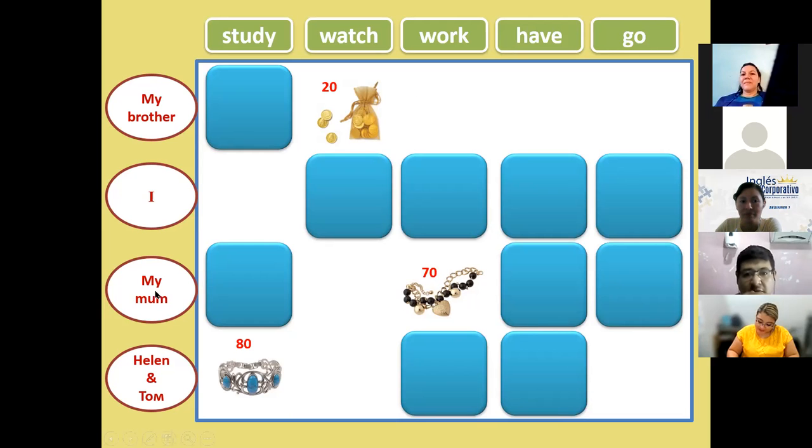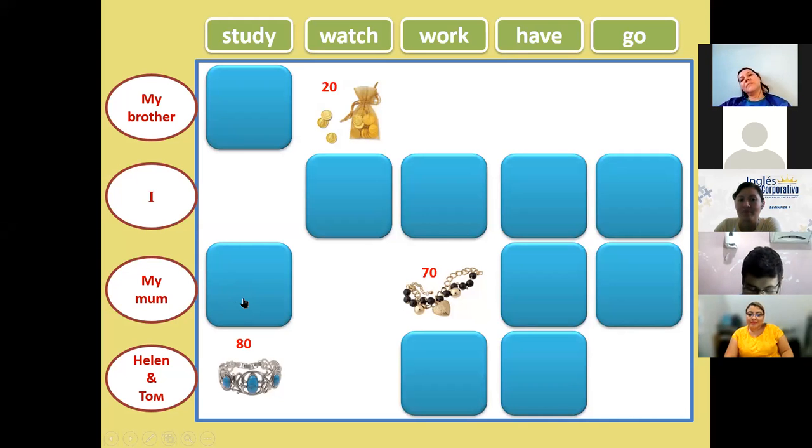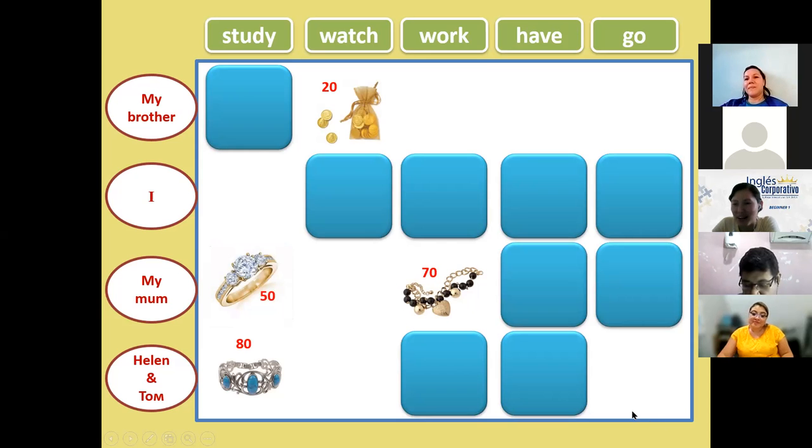My mom study cooking. Cooking, o sea, cocina, estudia cocina. Muy bien, ¿y el verbo cómo nos quedaría en la oración afirmativa, Karen? My mom studies cooking. Right. In the negative, my mom doesn't study cooking. Very good. Question: does my mom study cooking? Very good. Okay. And you got 50 points. Very good, Karen.